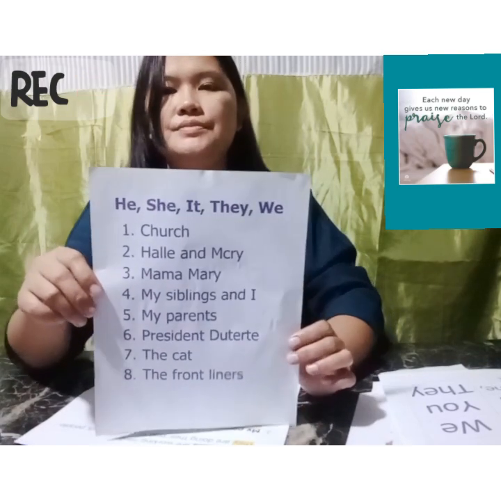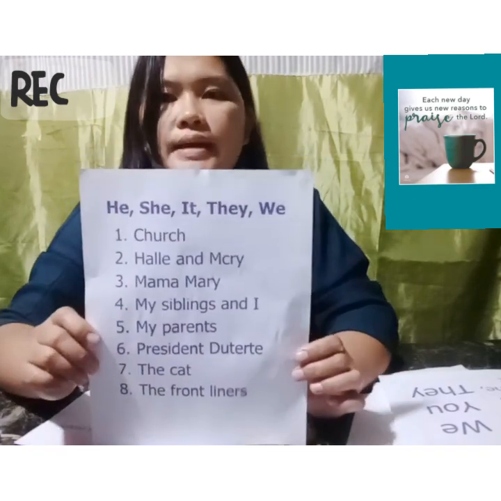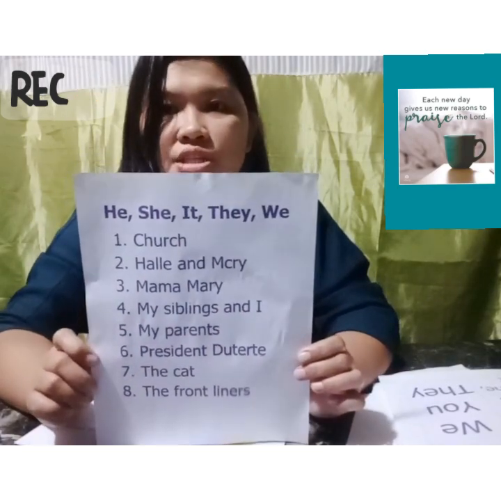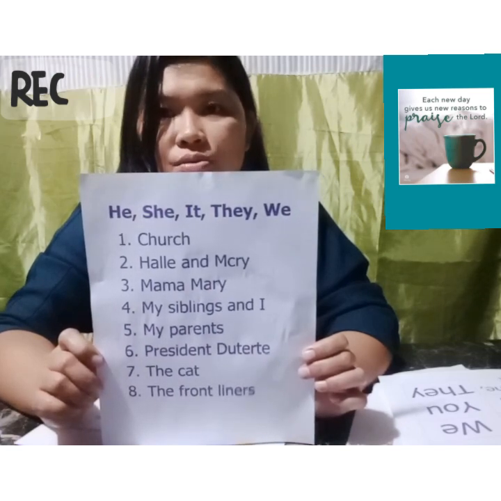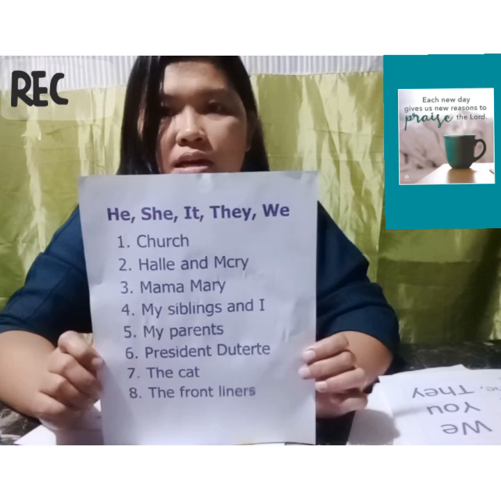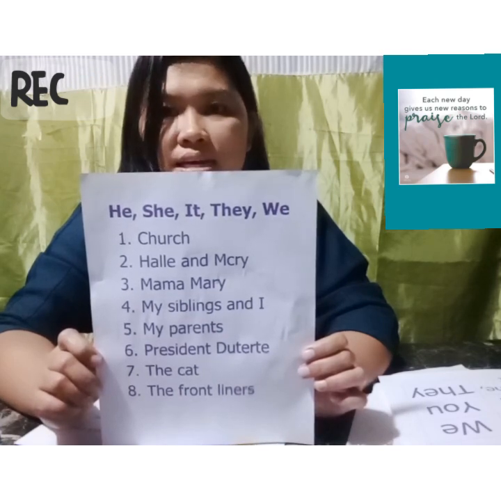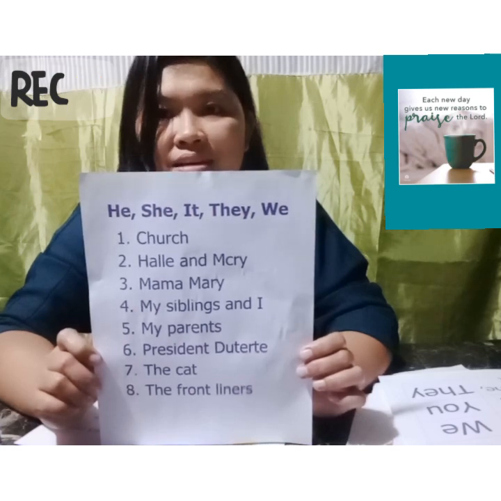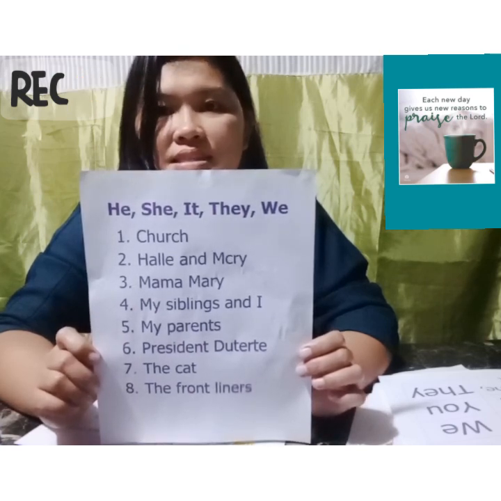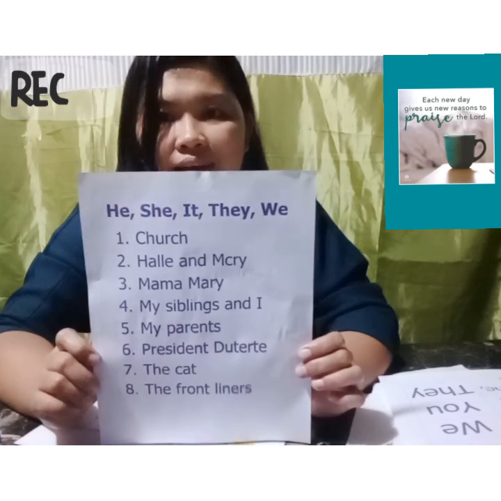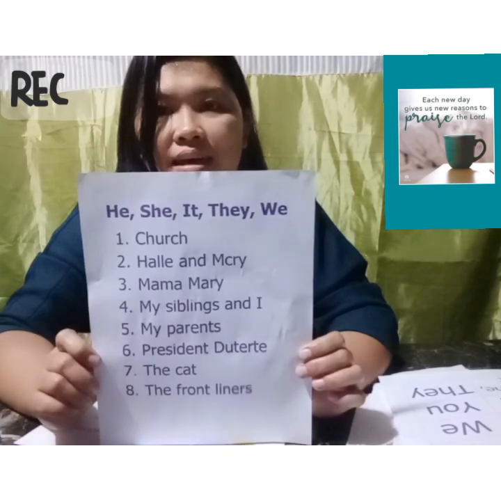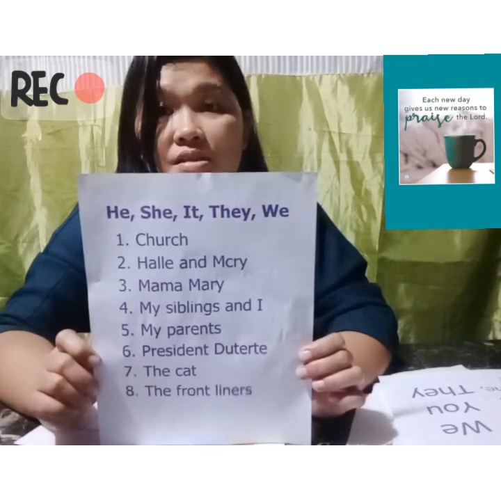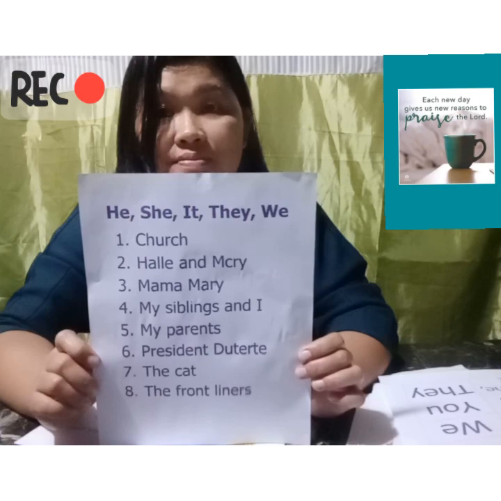Okay, let's go back to 1. Church. 2. Hali and Makri. 3. Mama Mary. 4. My siblings and I. 5. My parents. 6. President Duterte. 7. The cat. And 8. The frontliners.